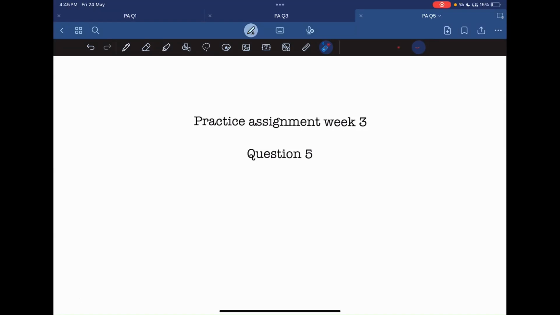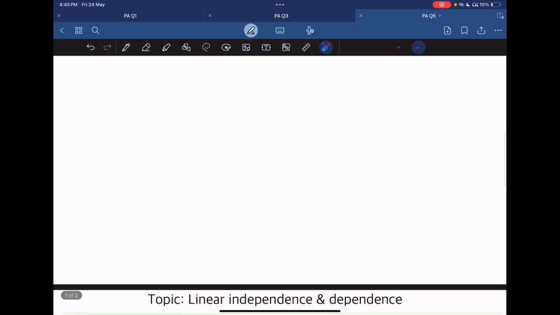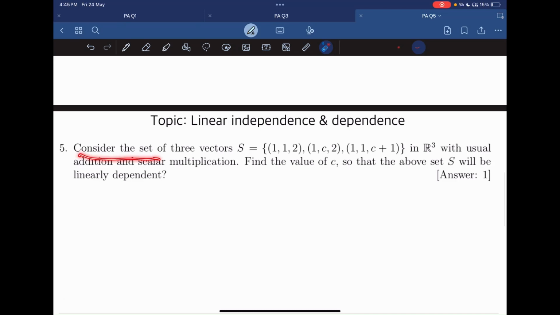Hello everyone. So let's now solve question number 5. Consider the set of three vectors in R3 with the usual addition and scalar multiplication. Find the value of C so that the above set S will be linearly dependent.